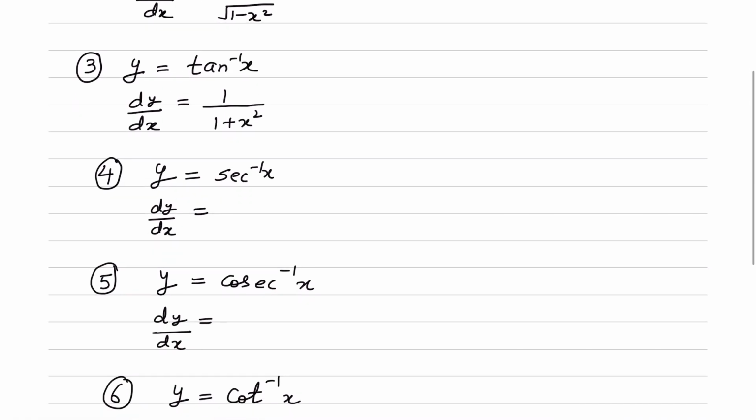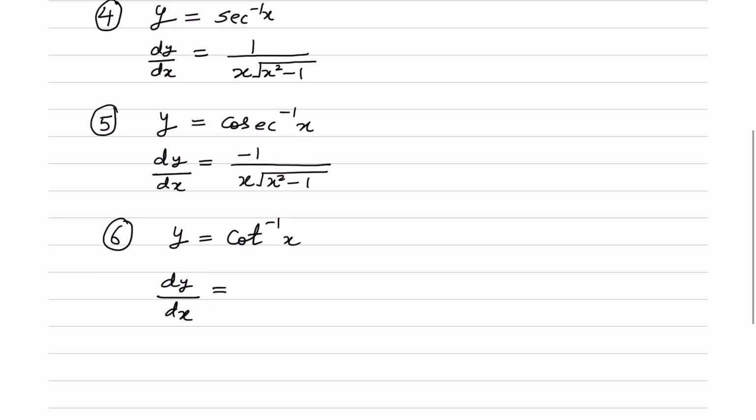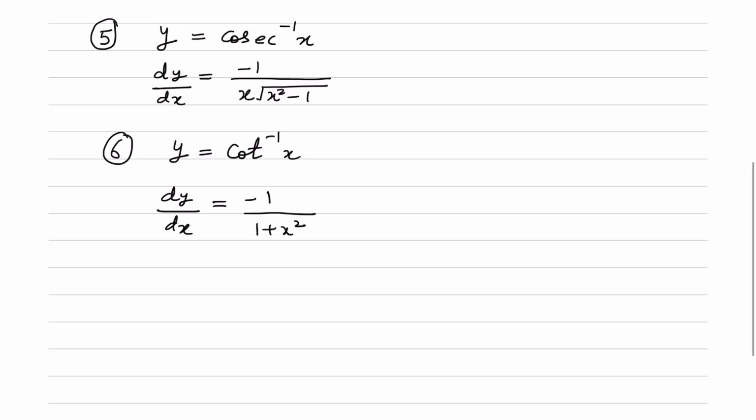The derivative of secant inverse x is 1 over x multiplied by square root of x square minus 1. The derivative of cosecant inverse x is minus 1 over x into square root of x square minus 1. And the derivative of cot inverse x is minus 1 over 1 plus x square. Now let's use these formulas to find the derivative of expressions involving these inverse trigonometric functions.